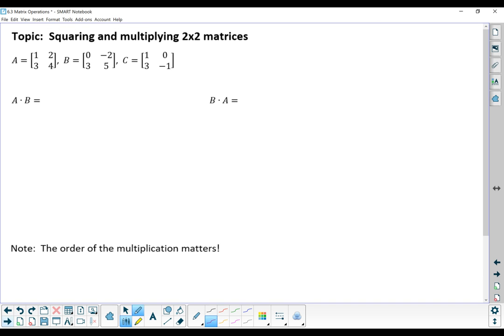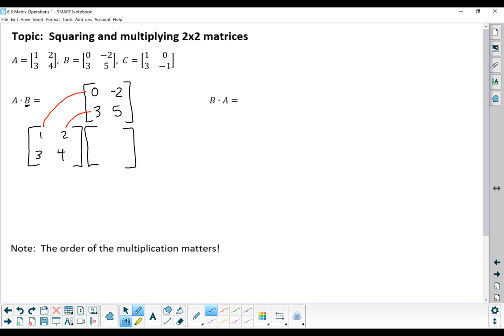So your topic is either squaring or multiplying 2 by 2 matrices. So I've got some matrices right here. So A times B, you want to write the first matrix on the left, and then the second matrix in the product, you're going to write sort of offset above. 0, negative 2, 3, 5 is our matrix B. So as long as we can match up a dot product, that's a multiplication that can be done, and our answer is going to be a 2 by 2 matrix.